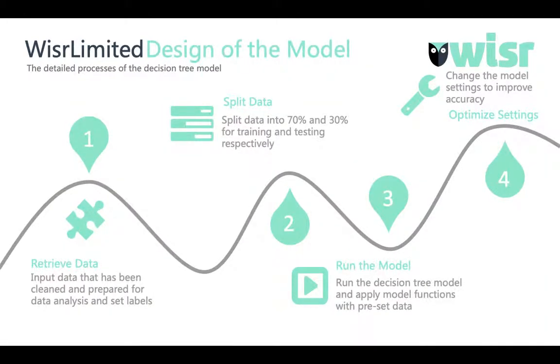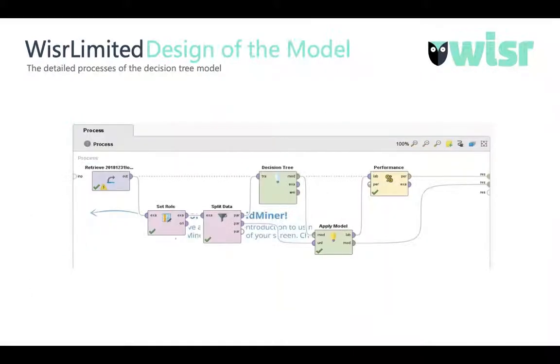This graph represents the flow of our decision tree model design. We first retrieve data after cleaning into the process, and then split the data into 70 and 30% for training and testing. We then run the data through the decision tree model and apply model functions, and lastly change the settings for getting higher accuracy. This is a picture of the sequence of the design.